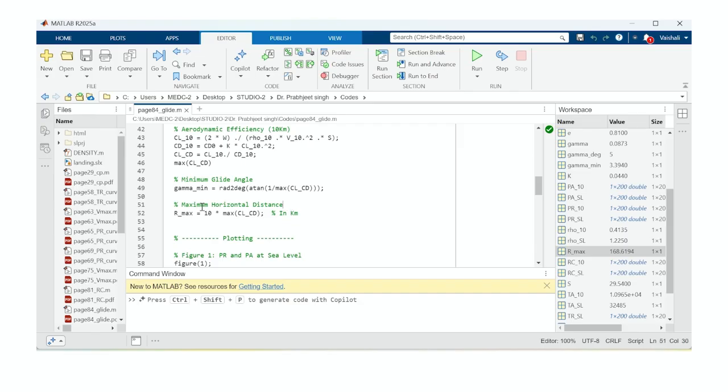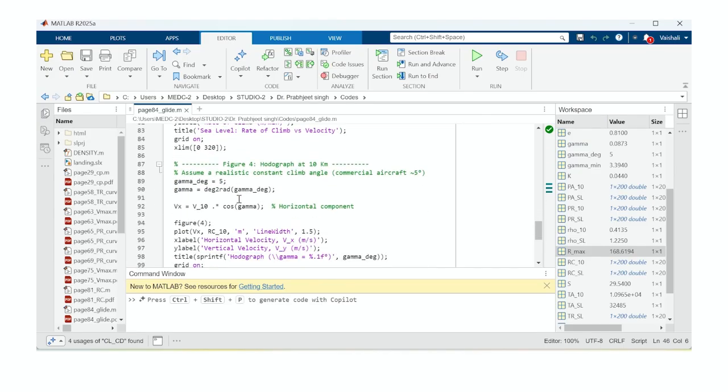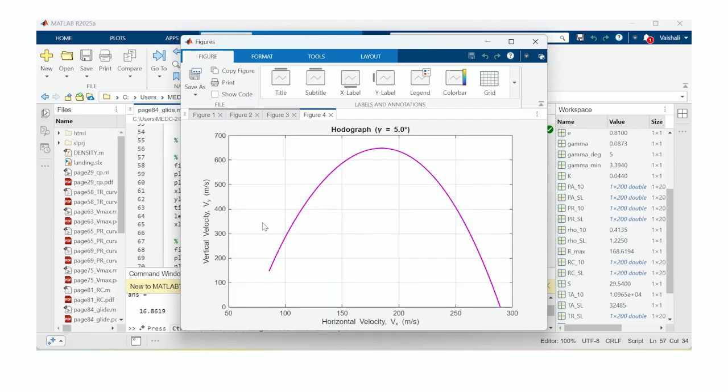Fine. Now what is the maximum horizontal distance? That is R equals H, that is the altitude in kilometers. I have not converted it into meters, so we'll obviously get the answer in kilometers. So H into maximum CL by CD that we have calculated here. The rest of the code remains the same, I have not changed it. Now if I run this code, what is the glide angle that is required? Let us have a look.